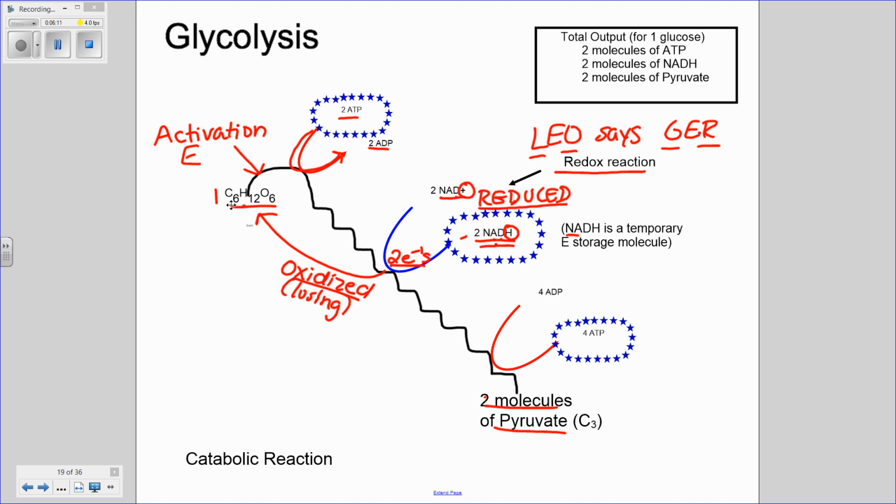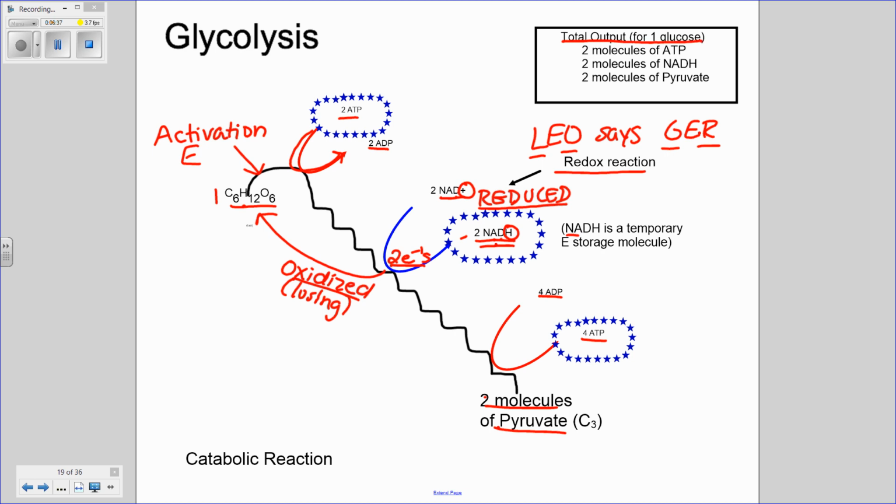Now, at the very end of this process, we're able to get a little bit of energy out of the glucose. And we do this by taking 4 ADP that are just floating around and turning them into 4 ATP. By the end of the entire process, we get our 2 C3 molecules of pyruvate. So pay attention to this box up here. It's going to be pretty important.